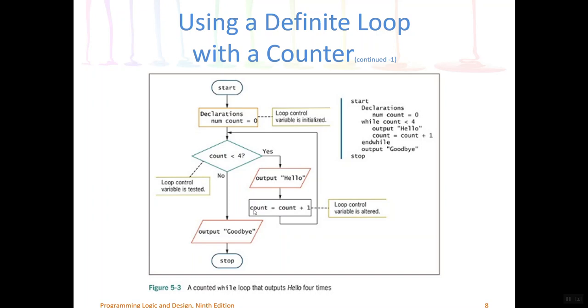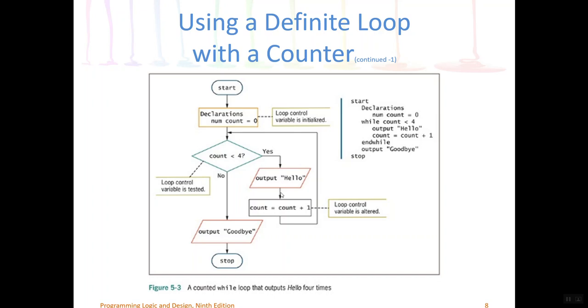So here, we set count equal to count plus 1. Well, count is currently 0 the first time through, so 0 plus 1 is 1. So this essentially updates count to 1. We loop back around. Test: 1 is less than 4. Yes, it is. So we go in again. We output hello. So this pattern continues.